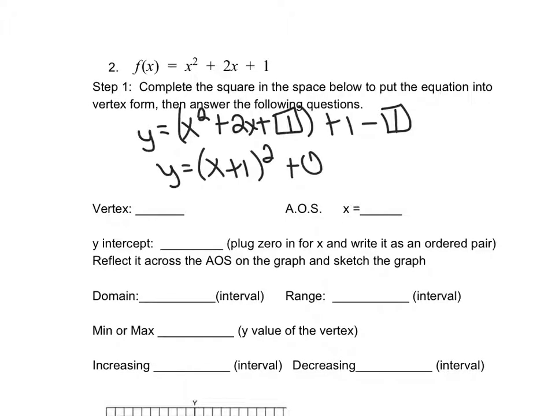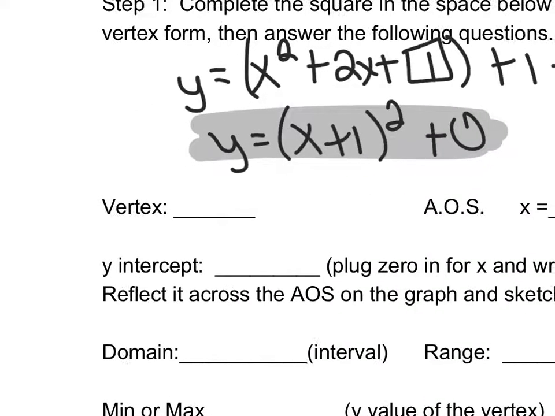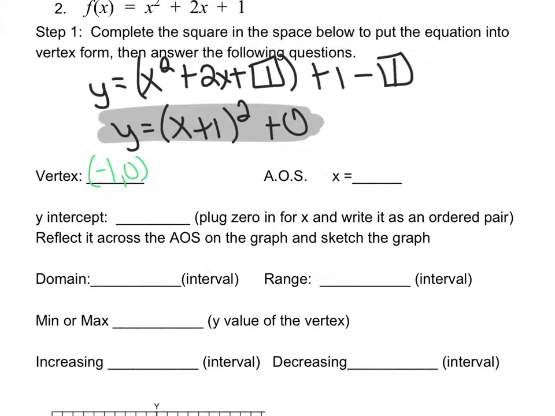Okay, so I hope you took a minute there and put it into vertex form, and here we have it, and this is where we are going to be working from. We have y equals (x plus 1) squared plus 0. So now that we have it in vertex form, let's do that simple stuff that we already know how to do. Our vertex is going to be at negative 1, 0, and our axis of symmetry is at x equals negative 1.